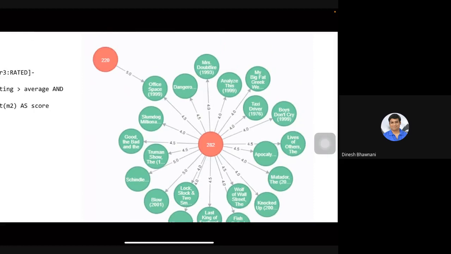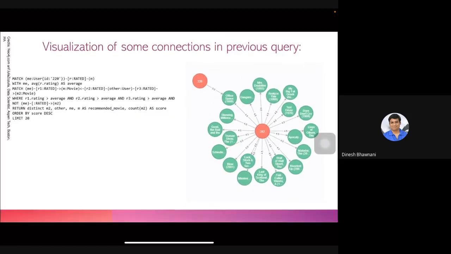So this is our 220. He liked Office Space. And 282 also liked Office Space. But 288 also liked a whole bunch of other things. Which of these from this whole cluster do we want to send to 220 as a recommendation? That is what we are trying to understand by this query.